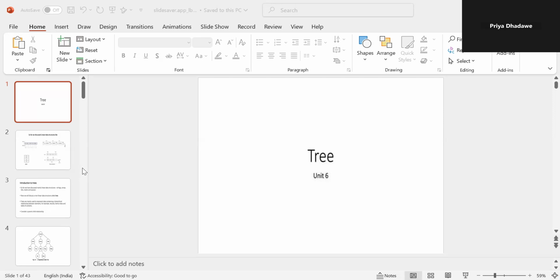Hello students, today we'll see the concept of trees in data structure.